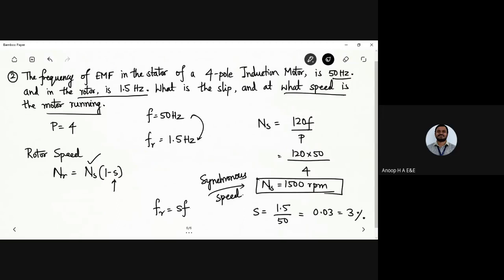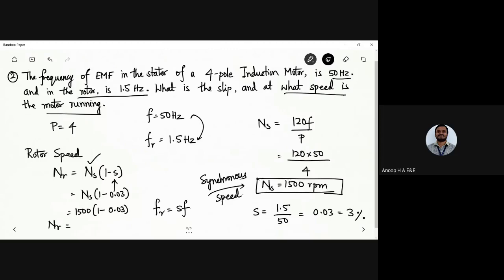Now, which value to use in the equation? Using 1 minus S, with S equal to 0.03, the rotor speed is 1500 into (1 minus 0.03). So I can multiply with 1500 and get the answer. Let me do that now.